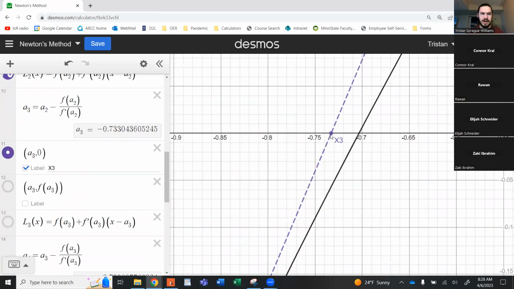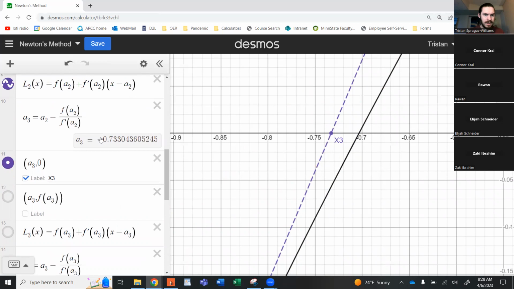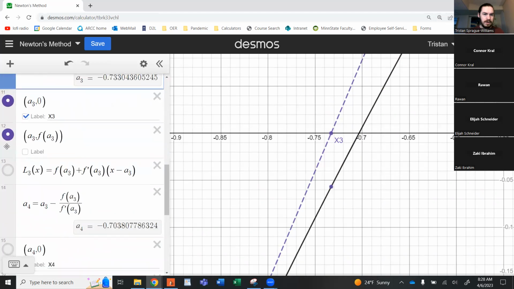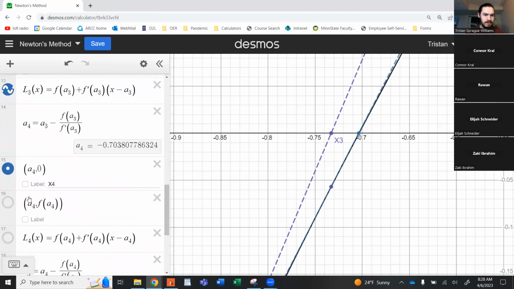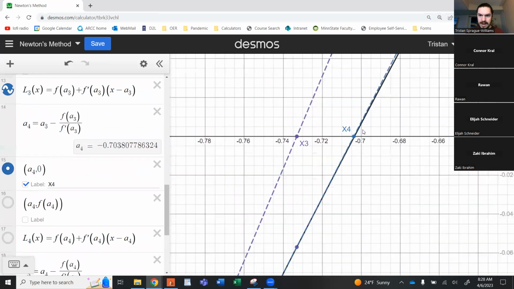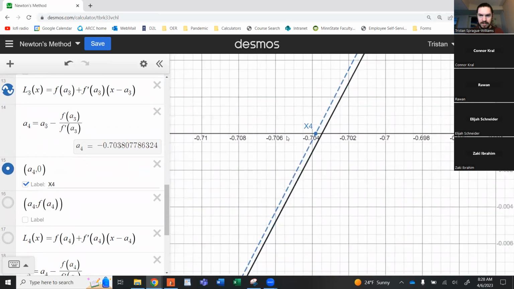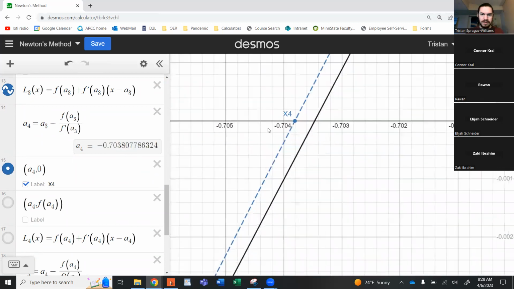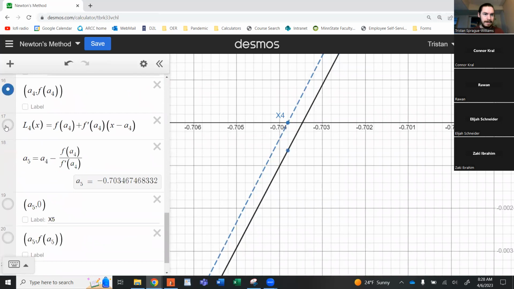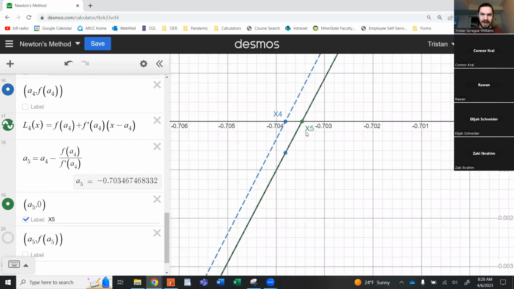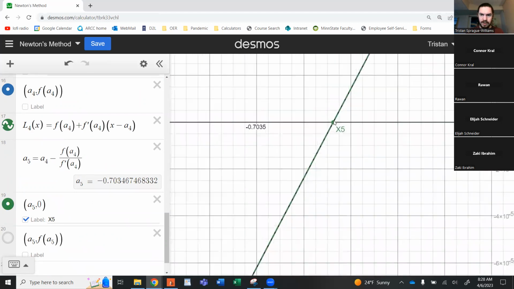So there's the x3. That's the one we computed earlier. That was, as you can see right here, negative 0.733. That's what we did earlier, right? And then if we were to repeat the process, the next approximation you would get from this method is negative 0.7038, blah, blah, blah. And we can zoom in on it here and see it. If we repeat it again, there's the next one, x5, and x5 is very close to the right answer.